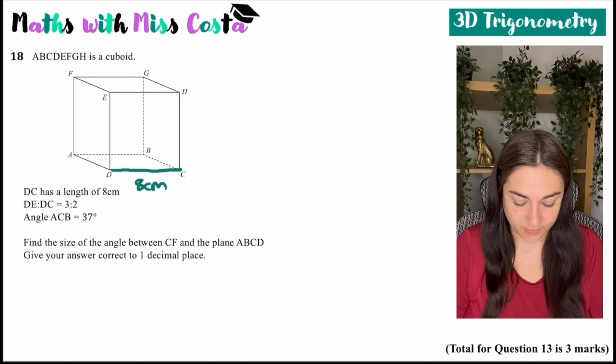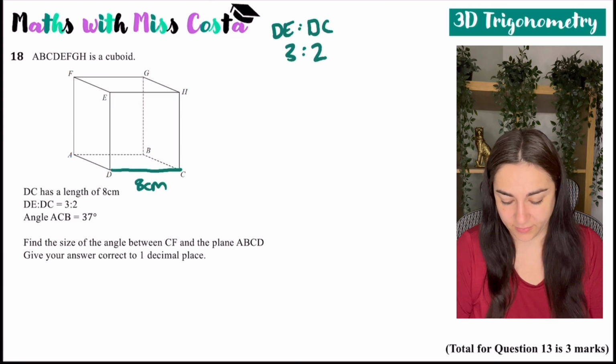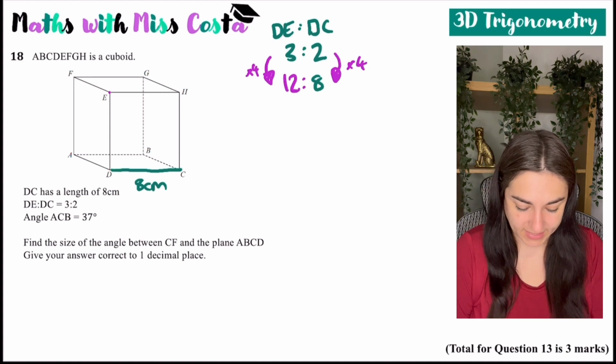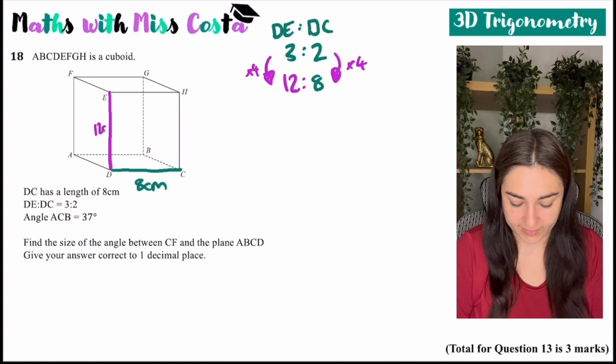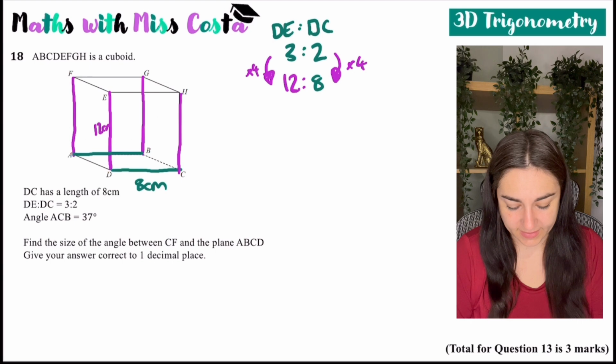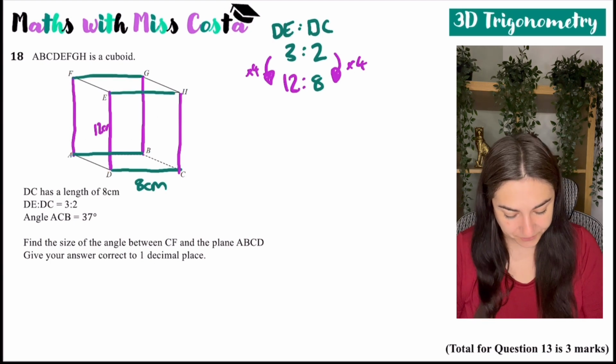I'm then told that the ratio of DE to DC is 3:2. So if DC is 8, then what have I done to get from 2 to 8? I've times by 4. So I'm going to have to times this by 4 as well. So DE must be 12 centimeters. And that means that all of these sides as well are going to be 12 centimeters. Similarly, all of these sides are going to be 8 centimeters, just in case I need that for later.